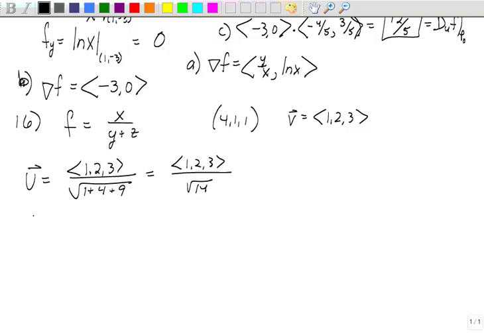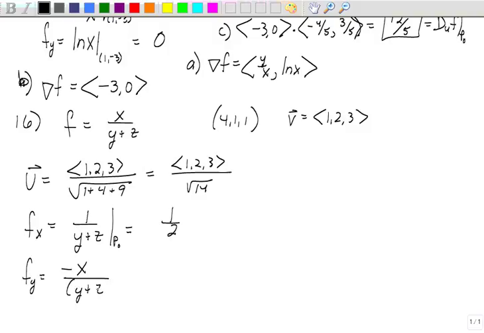Okay, and then I take the partials. With respect to x, y and z are constants, so that's just going to be this. Evaluated at the point, y and z are both 1, so this is going to be a half. And for y, we have to use the quotient rule. We get minus x over y plus z squared. Evaluated at p0 is minus 4 over 4, which is negative 1.